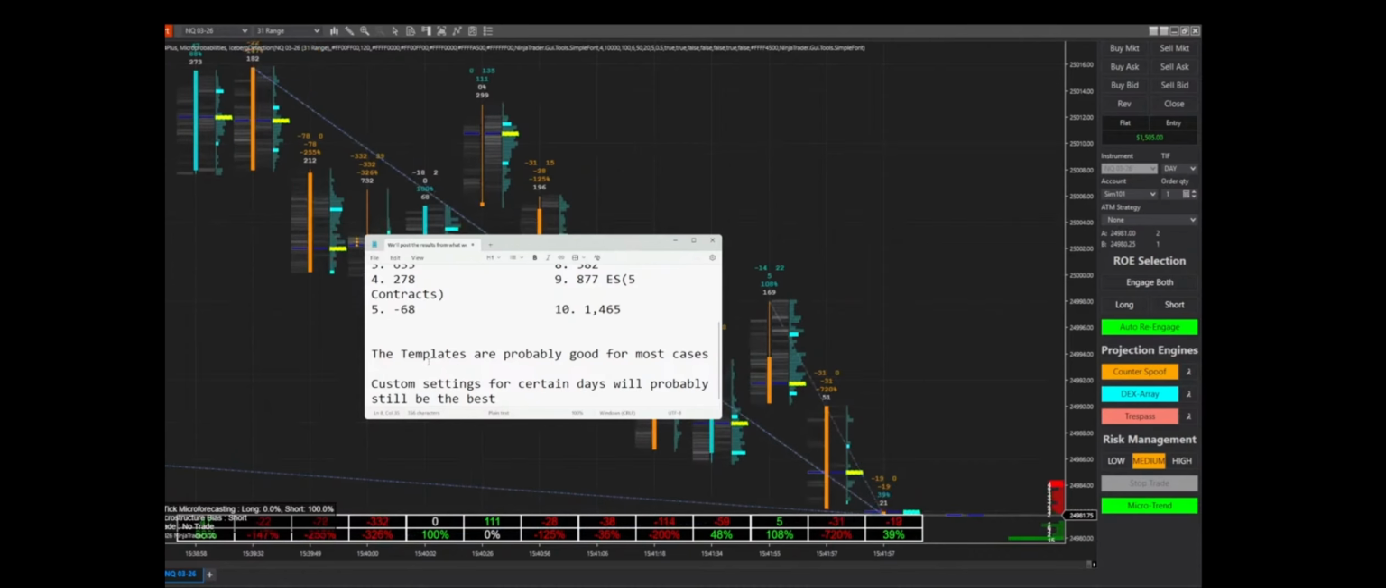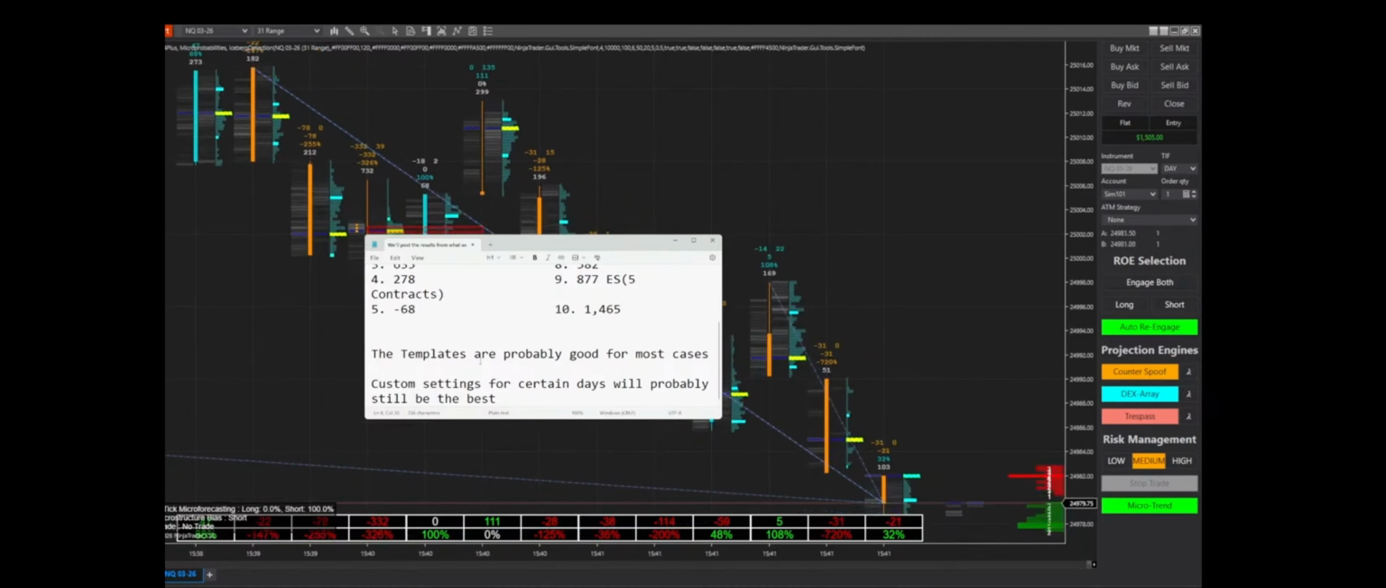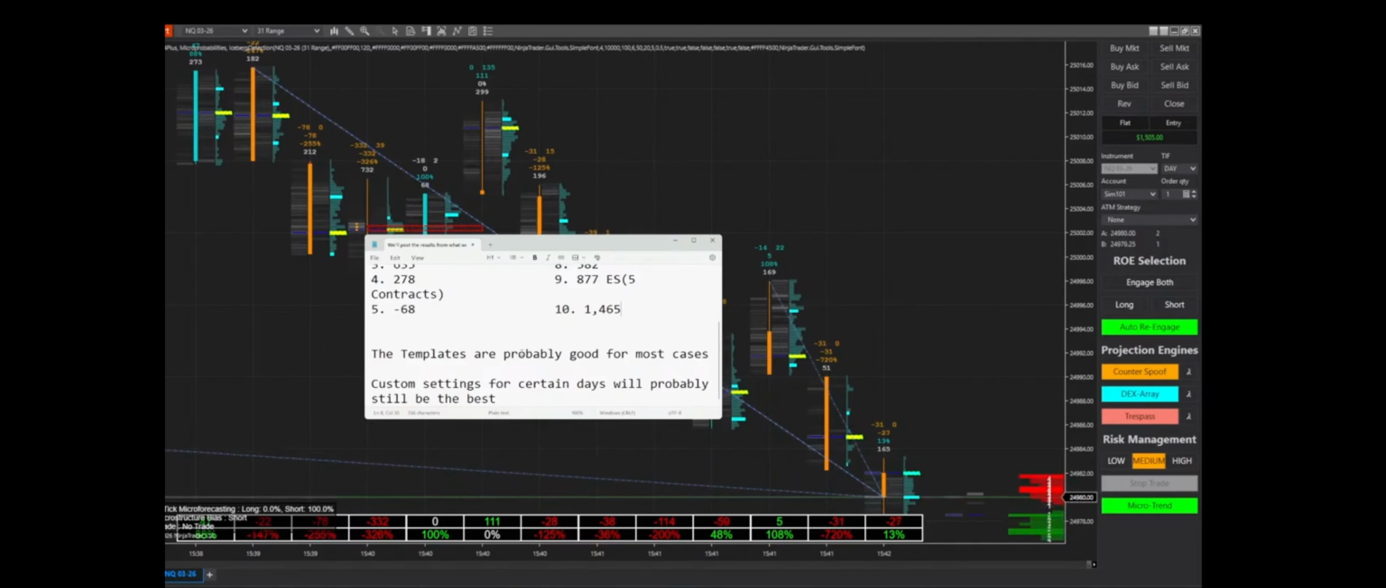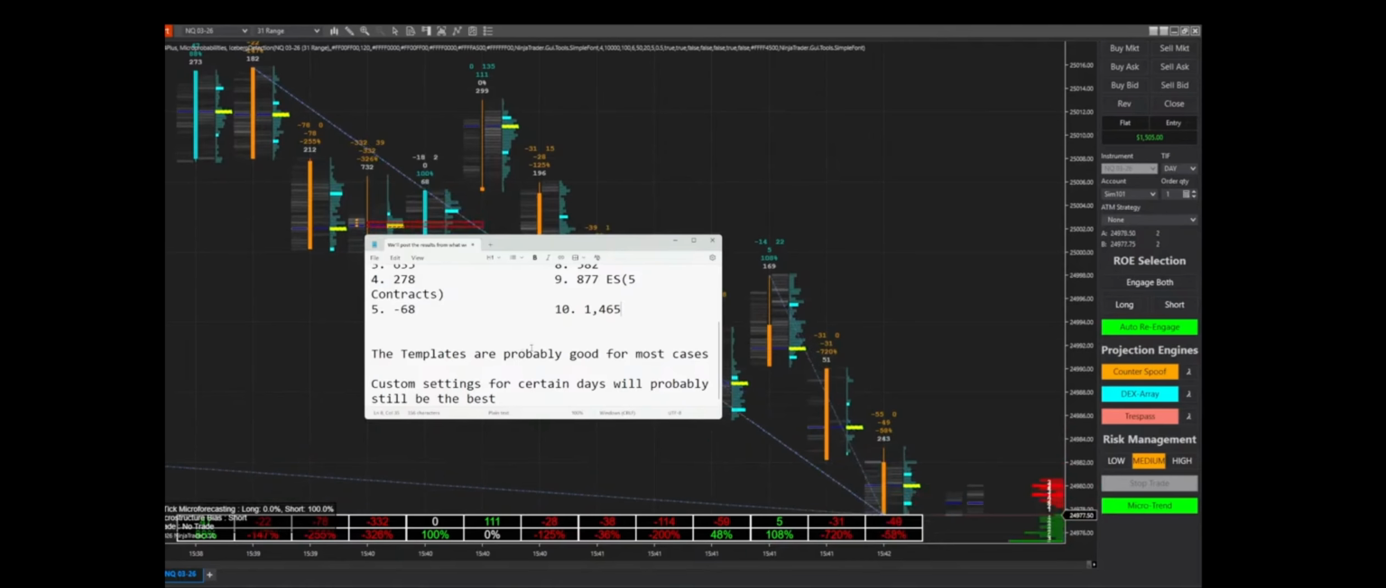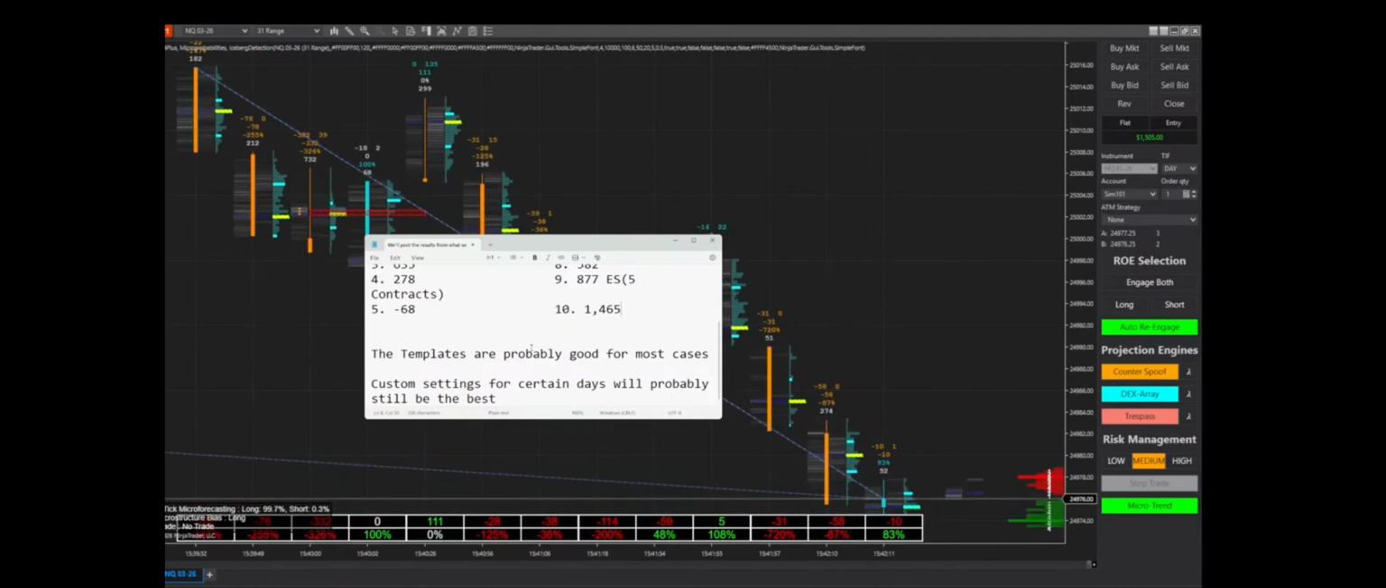I think the templates are probably good for most cases, right? They're good, but they're not the best probably. Different days, different situations, the market changes every day. Custom settings for certain days will probably still be the best.